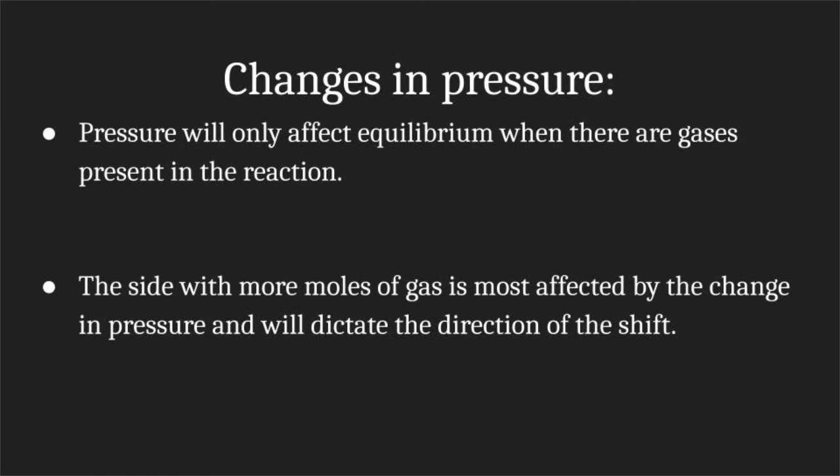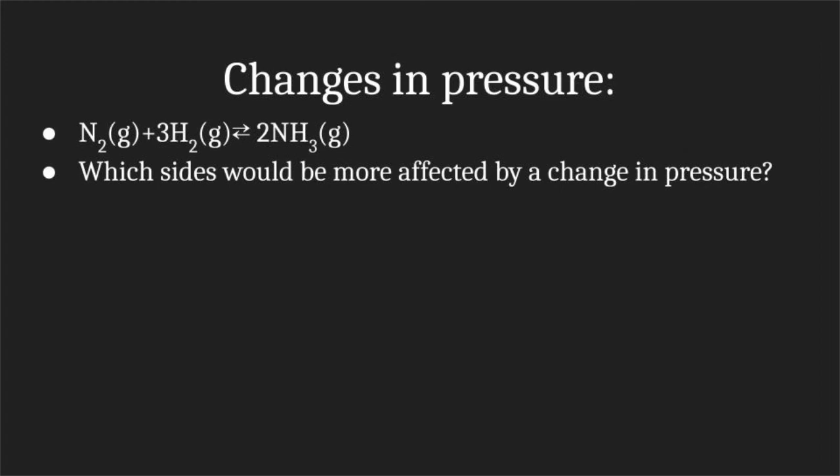This will make more sense when we look at an example. So here we have the example N2 plus 3H2 is at equilibrium with 2NH3. They're all gases, so this reaction will be affected by a change in pressure. But which side would be affected more? Remember, we look at the amount of moles to figure that out.